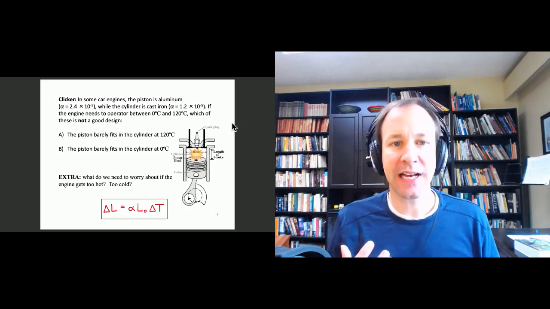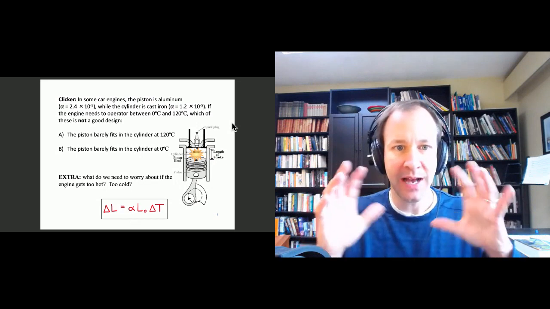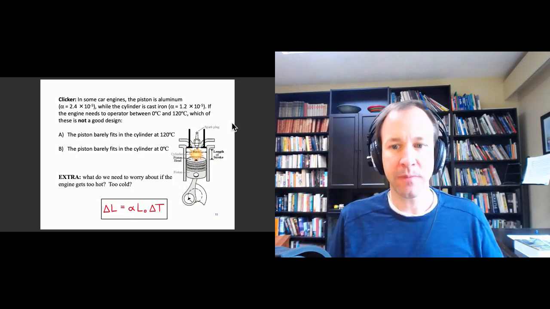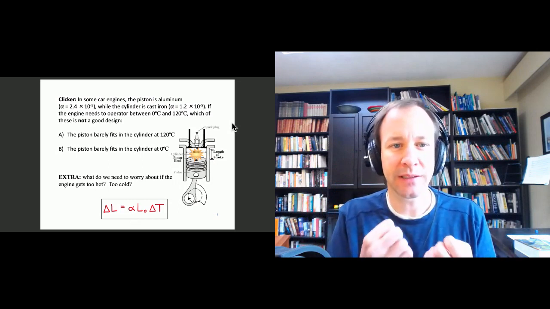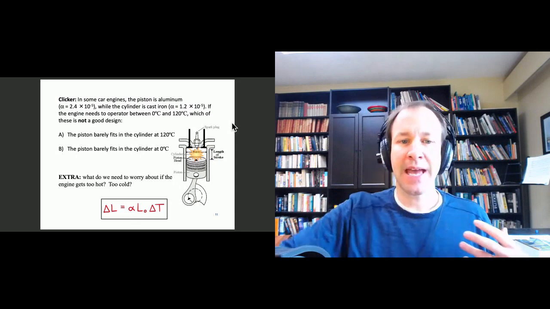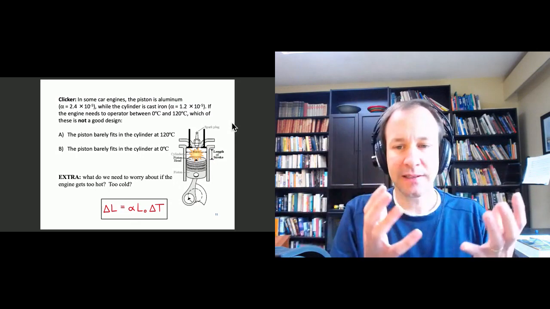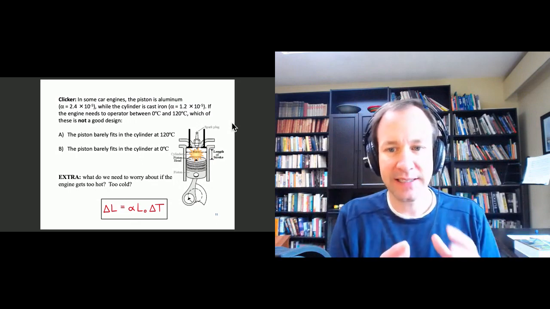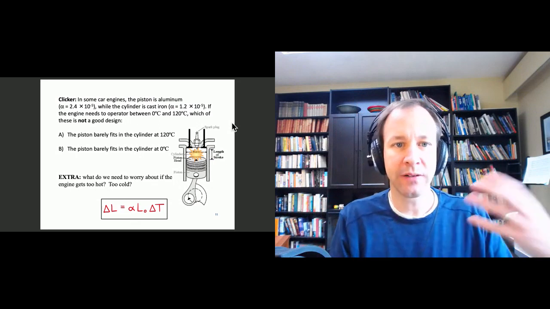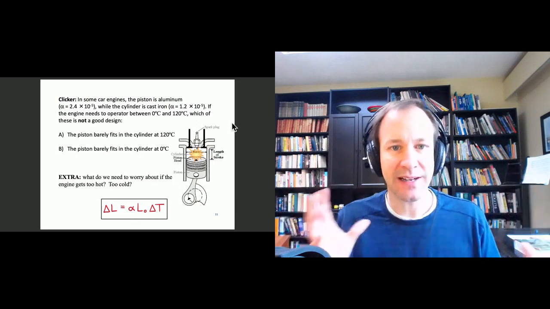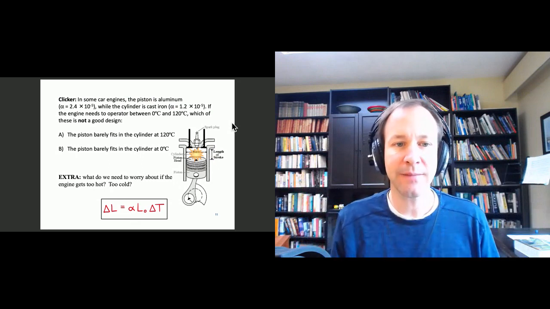Oftentimes the material of the piston is not the same as the material of the cylinder. You might have an aluminum piston. Maybe you want a metal with a low density, and you build the piston out of aluminum, or maybe it depends on how easy it is to manufacture these different shaped parts. You might choose one versus the other. Sometimes cost is a factor. So for many reasons, you might end up with one metal that's different than the other metal.